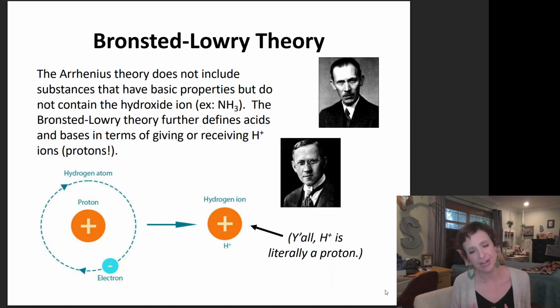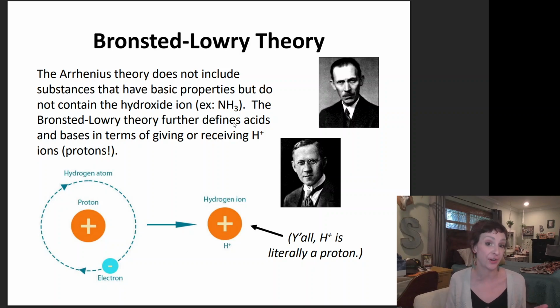But Bronsted-Lowry came in a little bit later and he was like, I have some questions. The Arrhenius theory does not include substances that have basic properties but don't contain the hydroxide ion. I mentioned last lesson, this guy right here, NH3, ammonia, he's a base. And y'all were like, but he does not have hydroxide. I agree with you. So Bronsted-Lowry was confused by this too.